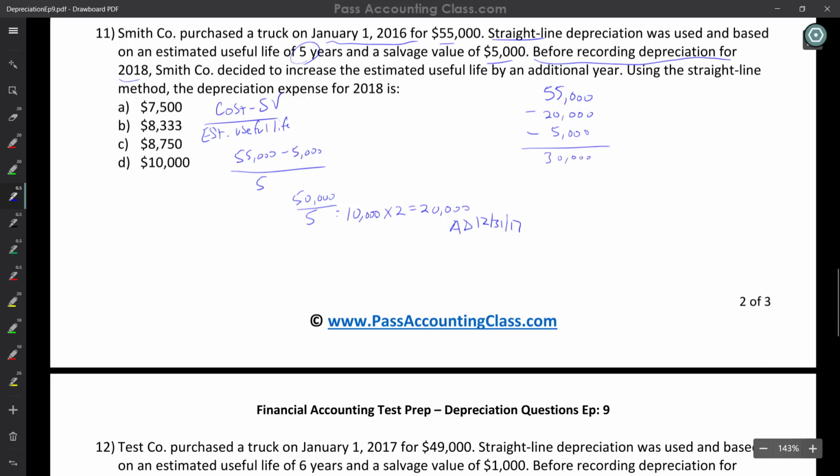And now I need to divide this by the remaining estimated useful life. So we started off with 5 years. We depreciated it for 2 years. And then it says we're going to increase it by an additional year. So we need to add 1. So here this number is going to be 4 years. So we divide the 30,000 by 4 years. And that leaves us with 7,500. And that's our 2018 depreciation expense. So the answer here is A.